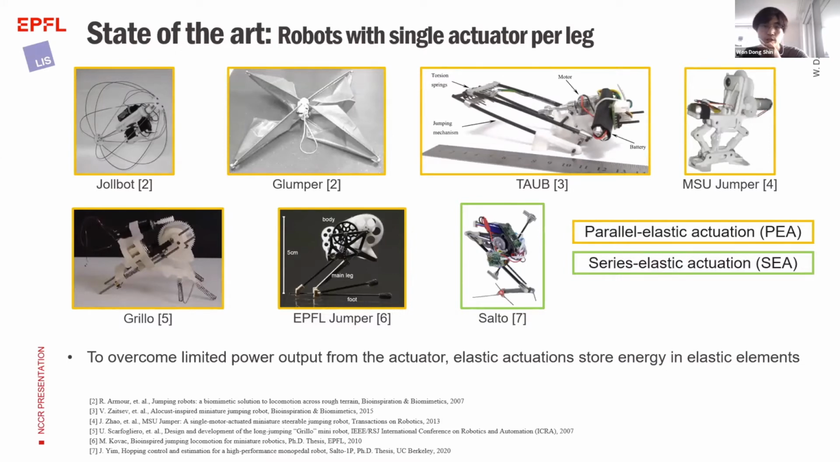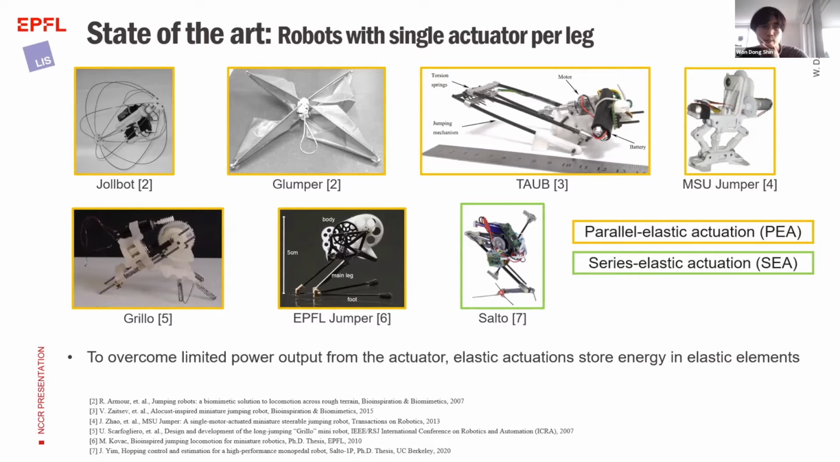And these robots used elastic actuation to overcome the limited power output from the actuator by using elastic elements for storing energy. The working principle is to use the actuator for storing energy in the elastic element and release the stored energy quickly to have explosive locomotion. So it could increase the peak power output. The orange box robots are using parallel elastic actuation, and the green box robot is using series elastic actuation, which are called PEA and SEA.